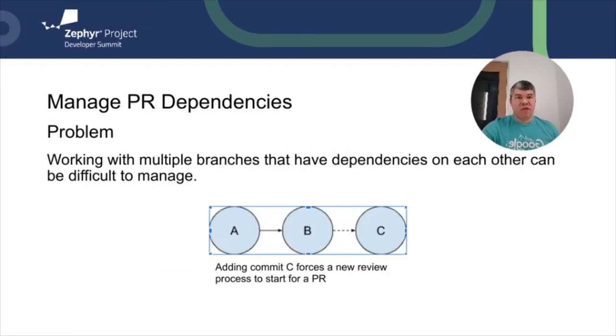The difficulties we encounter here with managing PRs involve working with multiple branches for different features that have dependencies on each other. In the example below, we have three commits, A, B, and C. Commits A and B are reviewed under a PR. Adding commit C to the PR triggers a new review for the entire PR. This is kind of undesired as commit C should be reviewed on its own.